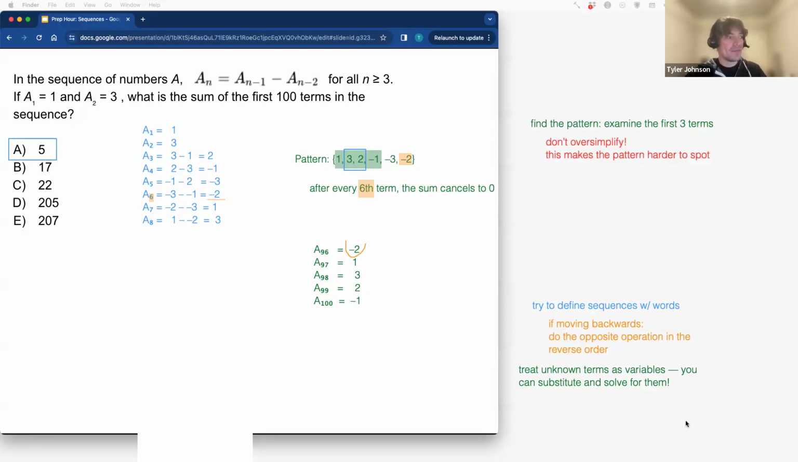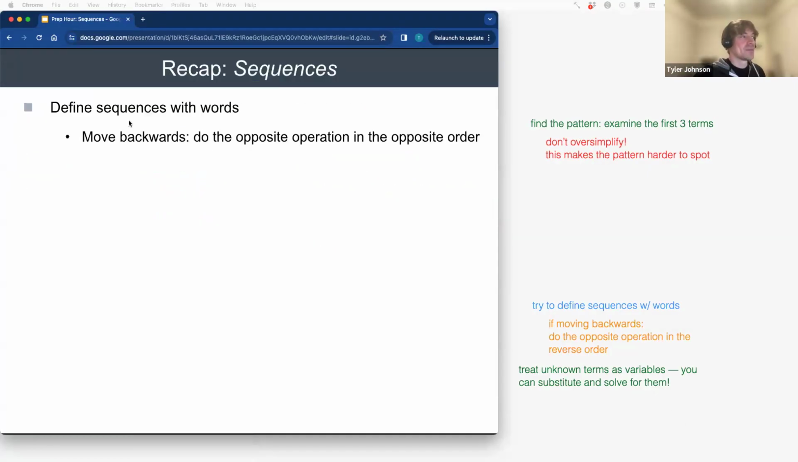So to recap some of the most important things we talked about. One of my favorite sequence tricks is just defining it in words, that if you try and redo the equation over and over, it can be kind of a slog. But if you get crystallized on the sequence in words, that can help make the math a bit faster. And if you're moving backwards in the sequence, what you need to do is do the opposite operation in the reverse order.